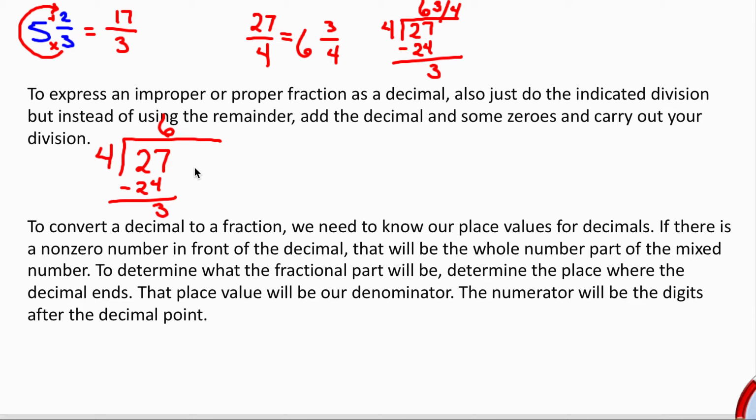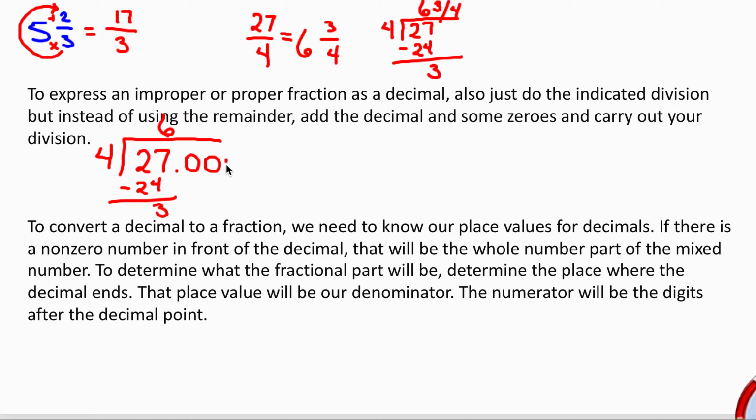But when I get to the point where there's nothing left to bring down, I could add a decimal and some zeros, right? I don't know how many yet. And wherever I put the decimal, that's where I put it in my answer. Now I have a number to bring down. 4 goes into 37 times. 7 times 4 is 28. 30 minus 28 is 2.